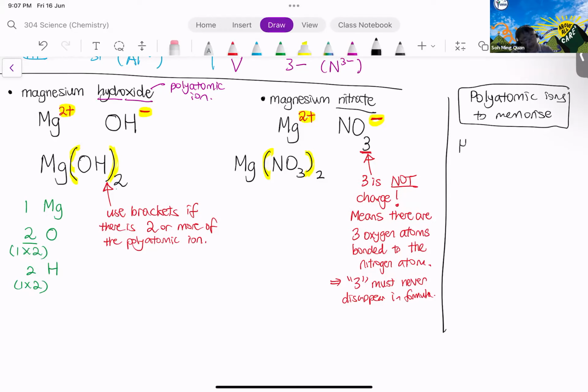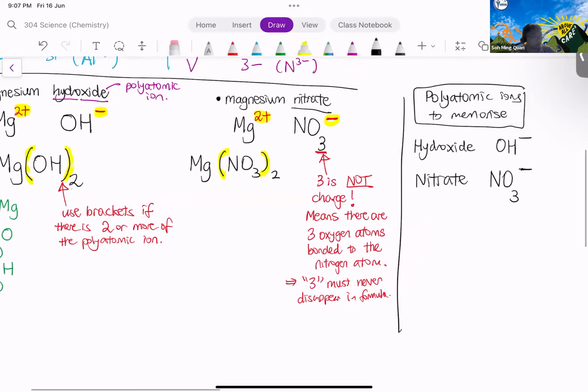The first one is hydroxide. Hydroxide is OH minus. The second one we have seen, nitrate as well. Nitrate is NO3, the 3 is at the bottom. The charge though is just 1 minus. Okay, so nitrate, the charge is 1 minus. So both the hydroxide and the nitrate have a 1 minus charge.